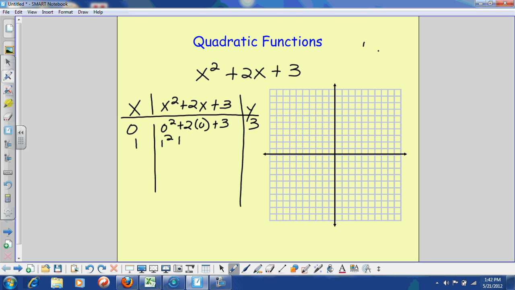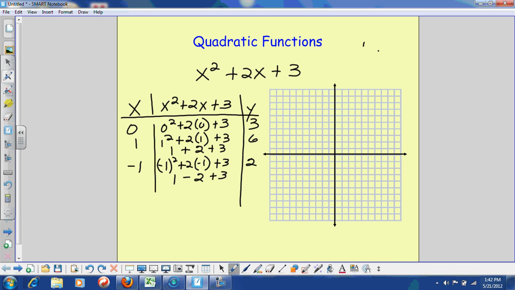So let's pick 1. So 1 squared plus 2 times 1 plus 3. Well, 1 squared is just 1, plus 2 times 1 is 2, plus 3, that's going to give you a value of 6. Now let's try it for negative 1. Negative 1 squared plus 2 times negative 1 plus 3. Negative 1 times negative 1 is just 1. 2 times negative 1 is negative 2 plus 3. And this is going to give you a value of 2.